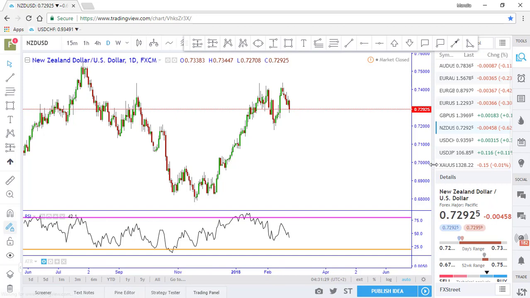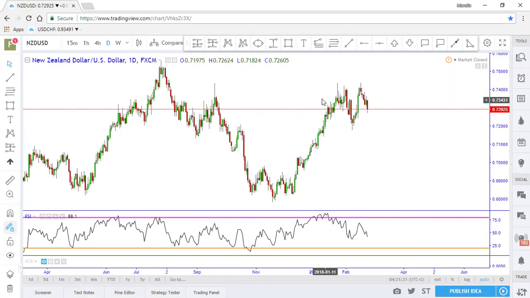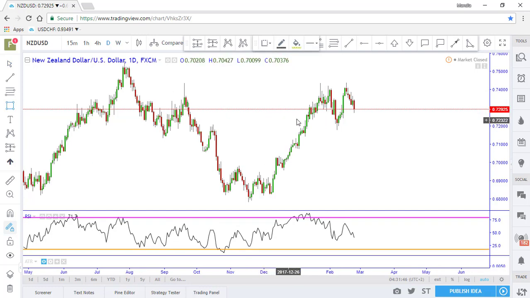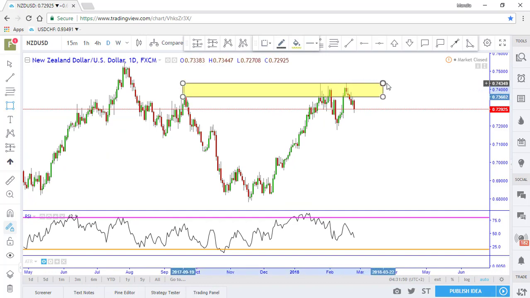Hello gang, thank you for joining me right here on the charts. On the front of the screen right now, we have the NZD versus the USD pair. Mainly on the daily time frame, what I want to look at is what the market is currently doing right now. Ever since the market came to these resistance levels, price began to go down.